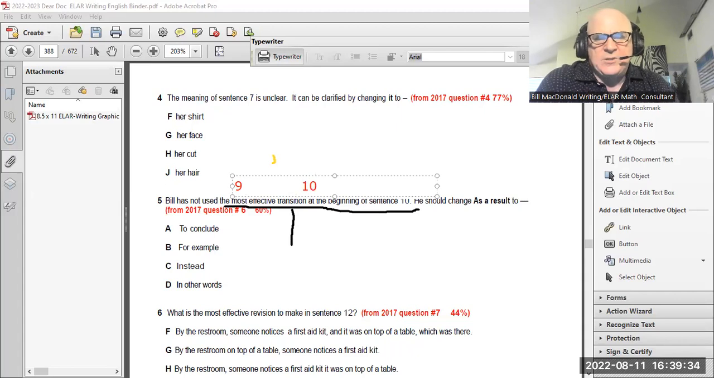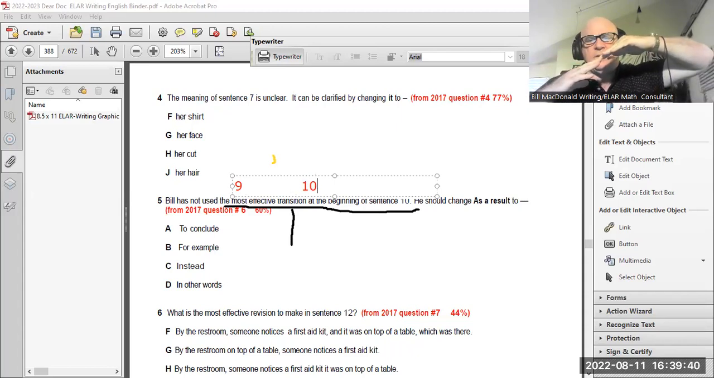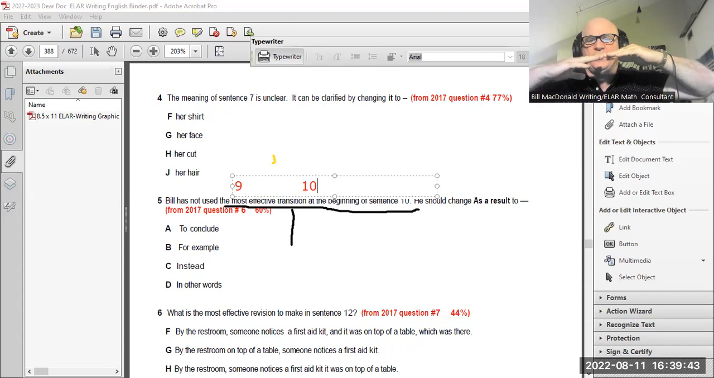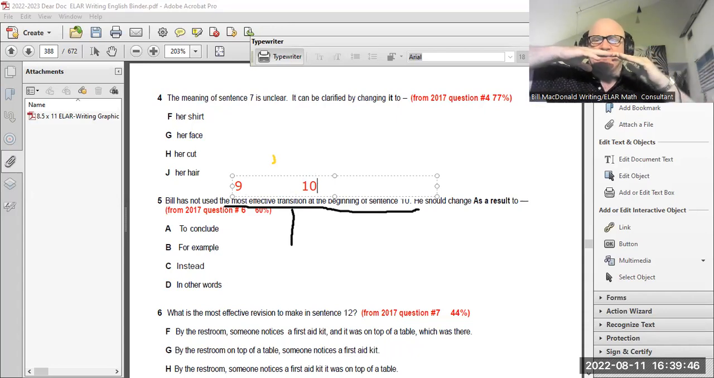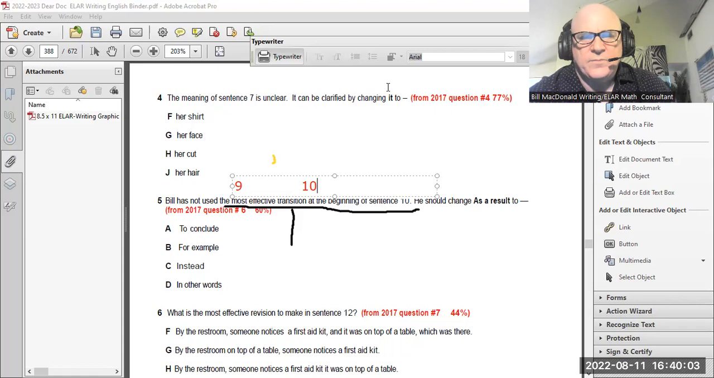So as a result, if you look at this, cause leads to a transition, which leads to an effect. So since they're saying that as a result needs to be removed, that means that whatever is over here is probably not the cause. So as a result needs to be removed. So that's going to come out. Let me click on there so we can say, okay, take that out.